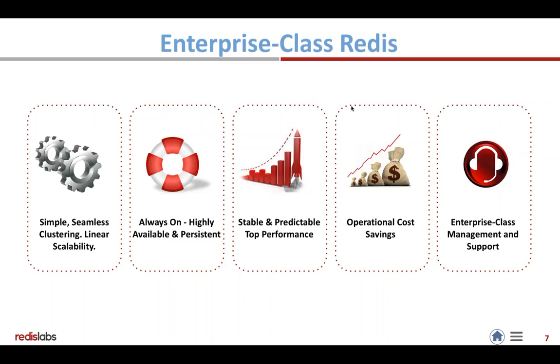We utilize the hardware much more efficiently. Redis is single core, but with Redis Enterprise, you can start multiple processes to scale the processing and also the data.